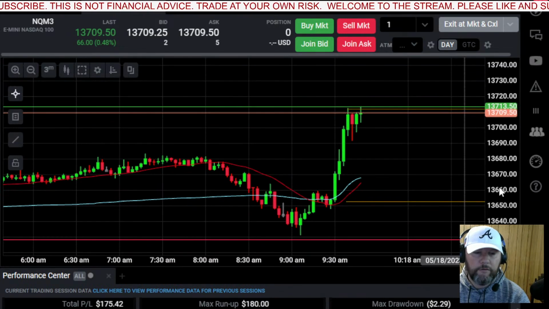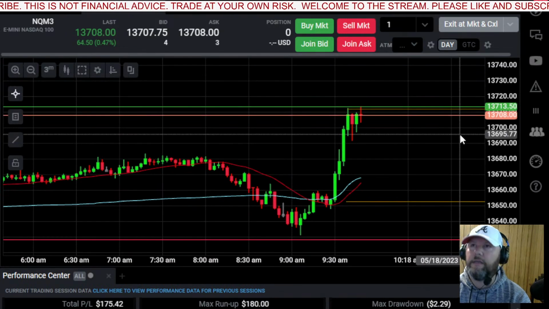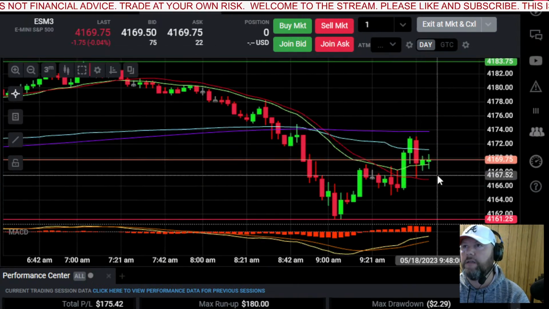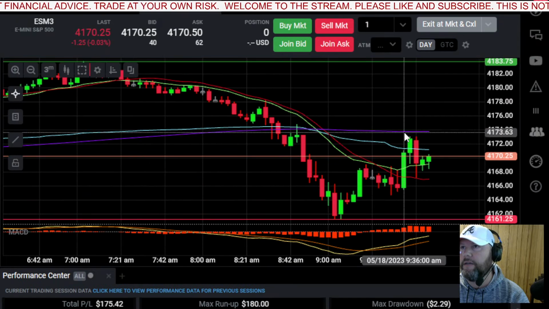I feel a little more comfortable taking a trade on the ES, I think, for this breakout. The 15-minute candle breakout would be 73. The ES has not had near as much movement.